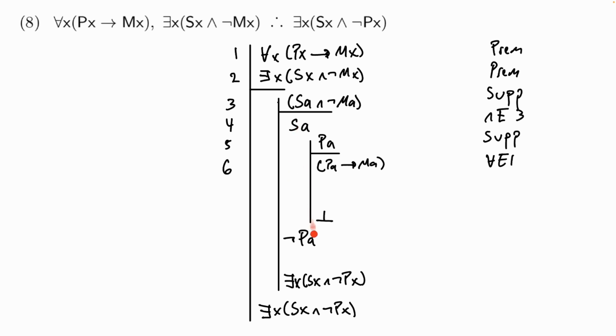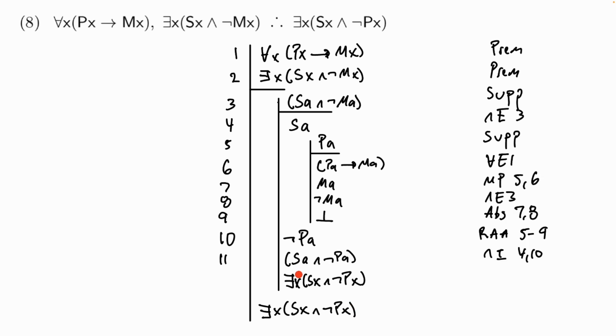We can conjoin SA and not PA to get their conjunction, SA and not PA. That'll get us there is an x, Sx and not Px, and so we'll be done with the proof. Okay, so here I've derived SA and not PA. Existential introduction gets me the next line, and existential elimination from line 2 and the subproof from 3 to 12 gets me the final conclusion.